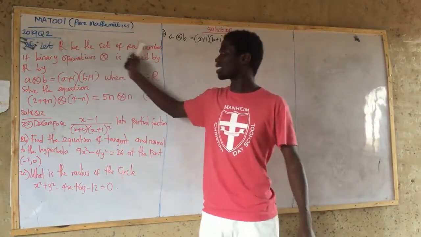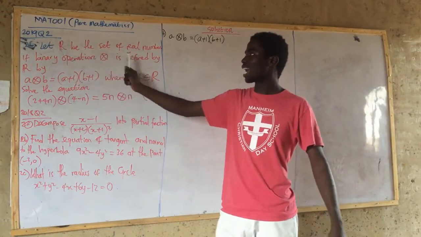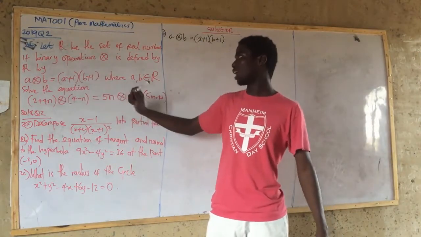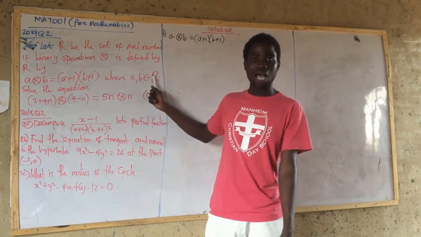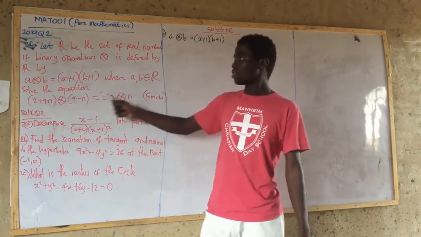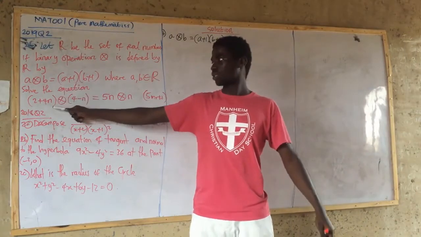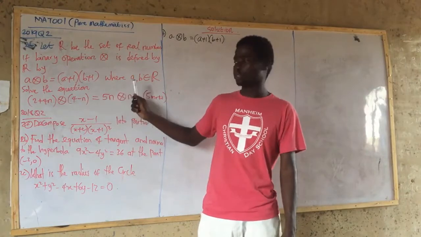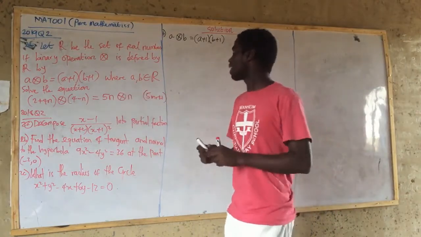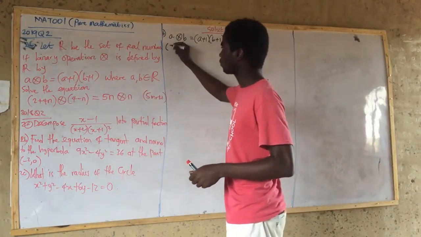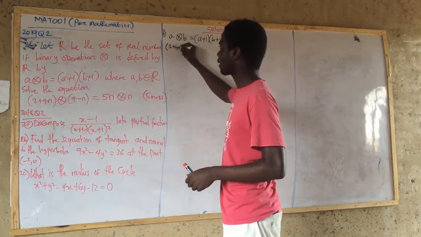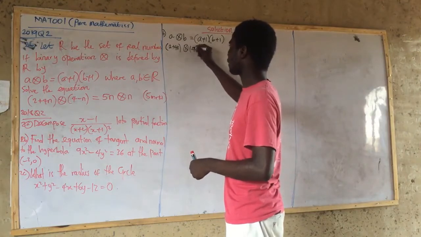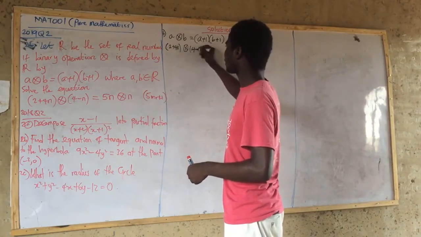Now, we have A operation B. They say let's have the set of real numbers. If binary operation star is defined by A operation B equals (A plus 1)(B plus 1), where A and B belong to R, the set of real numbers. Solve the equation (2 plus 4n) operation (4 minus n) equals 5n operation n. What does that mean? It means that, see what they want us to solve, refer to 2 plus 4n operation 4 minus n.